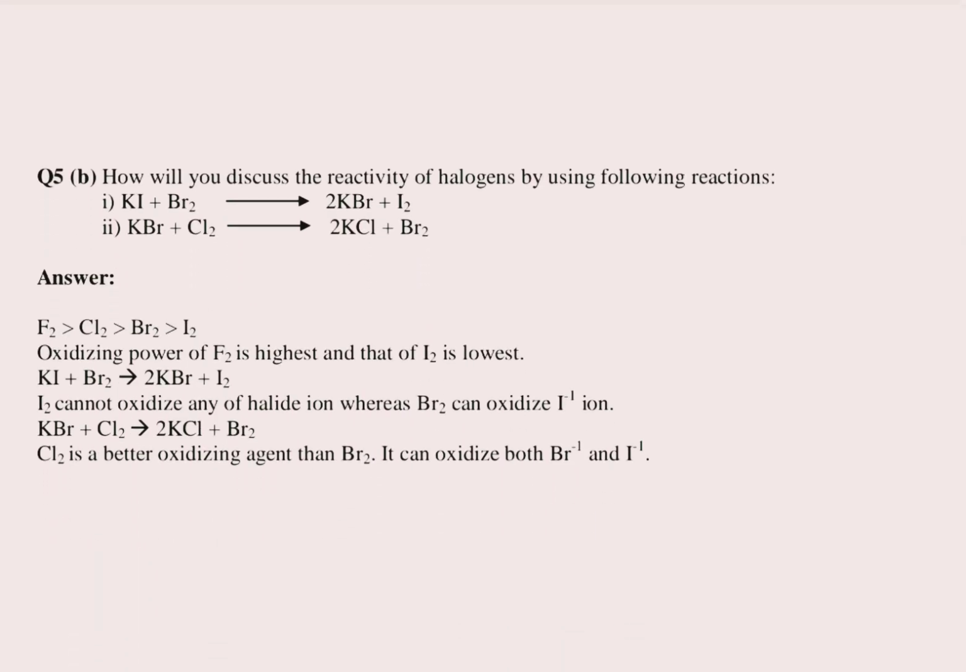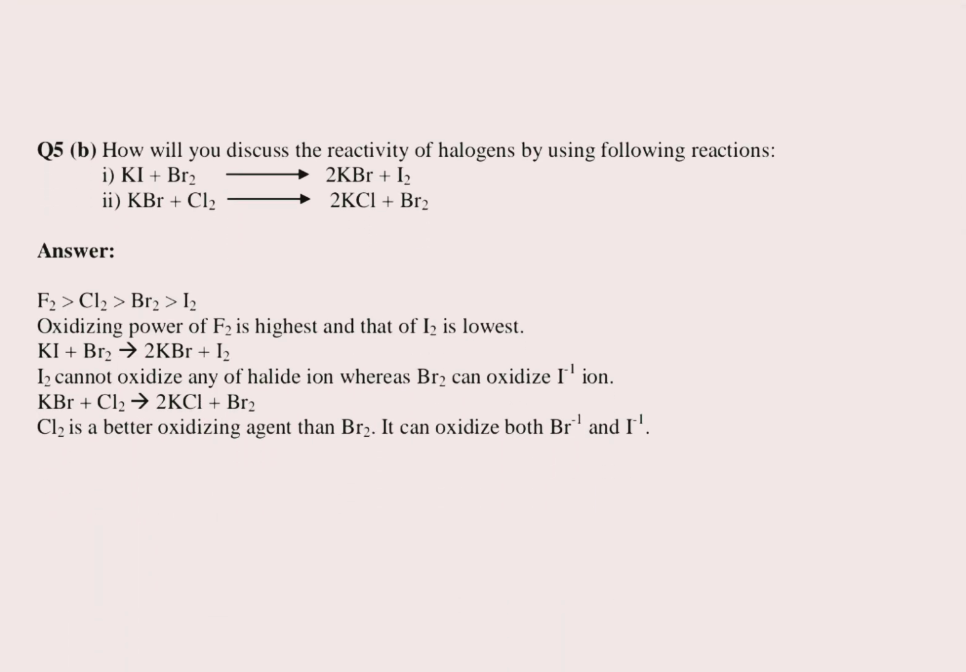The next question is, how will you discuss the reactivity of halogens by using the following reactions? So potassium iodide is reacting with bromine, and what is happening here is that bromine knocked out the potassium and took its place. And then you took potassium bromide and reacted it with chlorine. So chlorine knocked out the bromine from the potassium bromide and took its place.